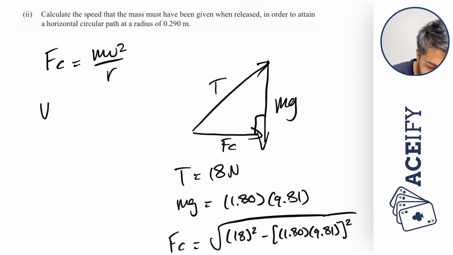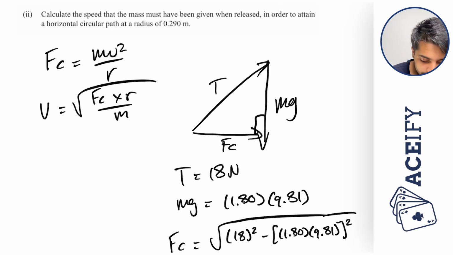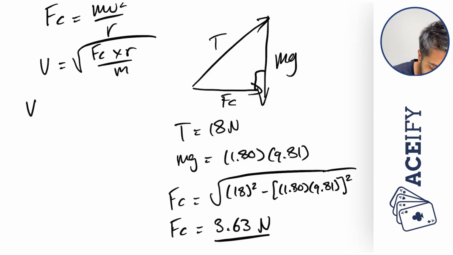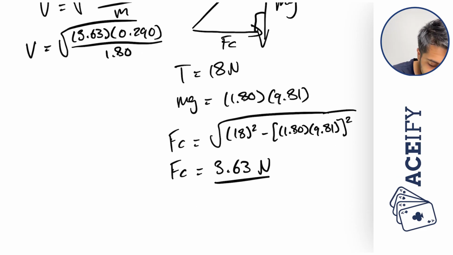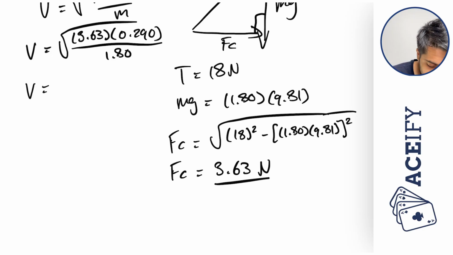Okay, so now we know our Fc, we can rearrange our centripetal force equation to find our velocity. So we know that v is equal to the square root of Fc times r all over mass, and therefore our velocity is equal to the square root of 3.63 times 0.290 all over 1.8, which is the mass. And that gives us a velocity of 0.736 meters per second. There we go.